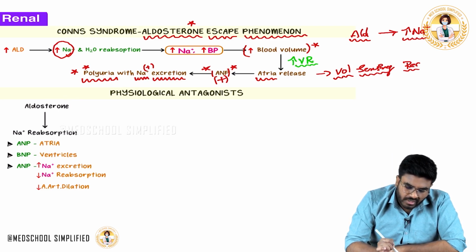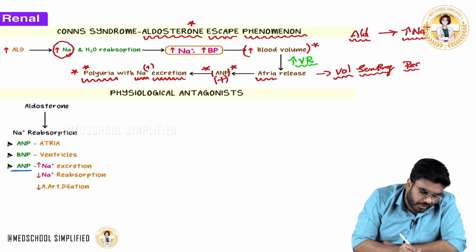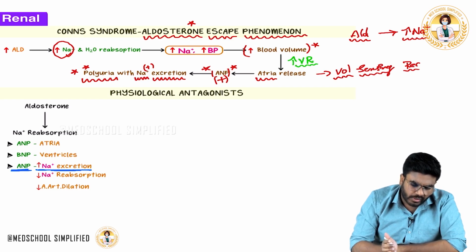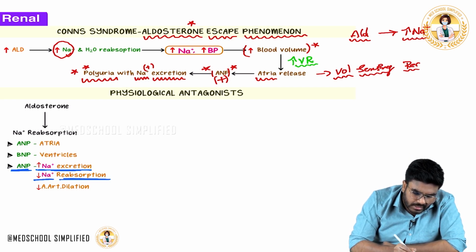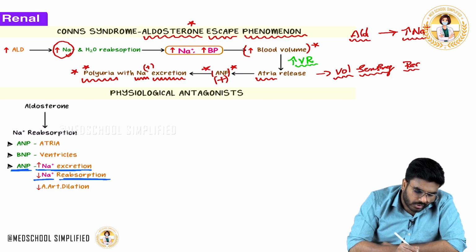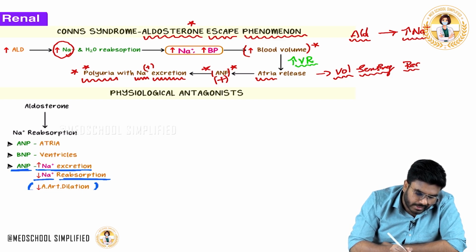Now if someone asks you what the functions of atrial natriuretic peptide are, you know it. Atrial natriuretic peptide increases the sodium excretion. Increasing the sodium excretion simply means decreasing the sodium reabsorption. Not only that, this atrial natriuretic peptide is also a vasodilator. Especially, it causes afferent arteriolar dilation.